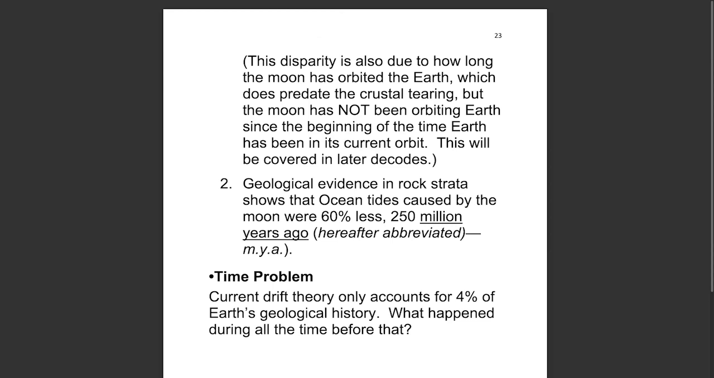Number 2 of the lunar drift problem is geological evidence in rock strata shows that ocean tides caused by the moon were 60% less 250 million years ago. The next problem is time. The current drift theory only accounts for 4% of Earth's geological history. What happened all the rest of the time?